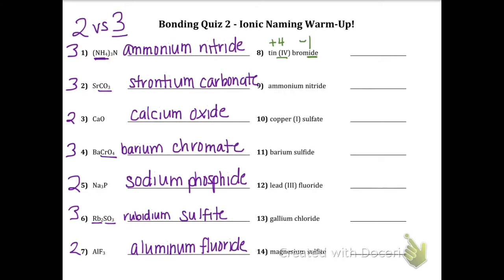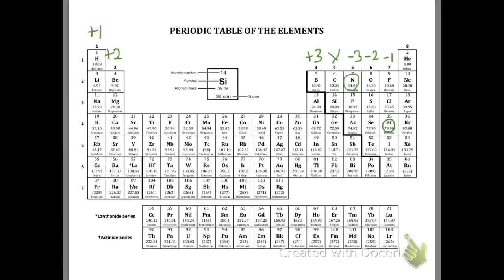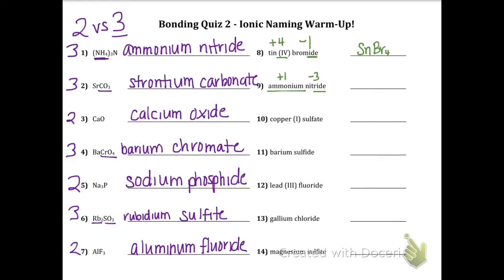So now I'm going to do the math. How do I cancel out a +4 and a -1? Well, that means for every 1 tin, I need 4 bromines. All right, ammonium is a polyatomic. It's +1. Nitride is an element. So if I look back here, nitrogen is -3. So how do I cancel out the charges? I need 3 ammoniums for every 1 nitrogen.